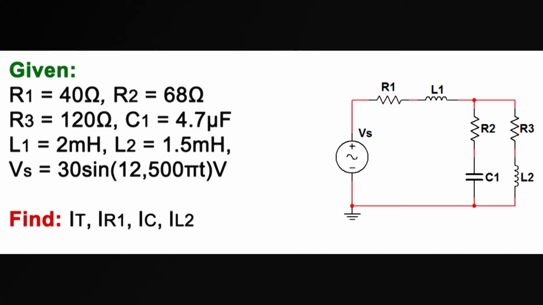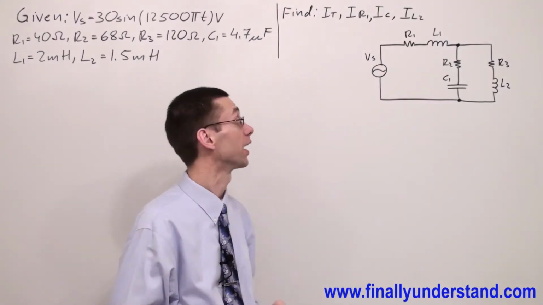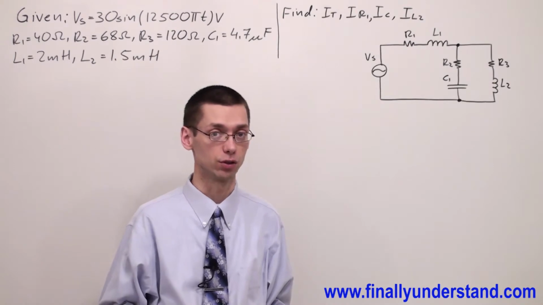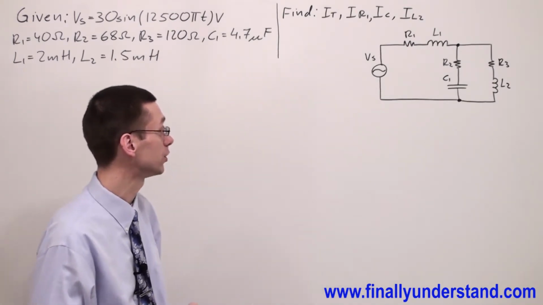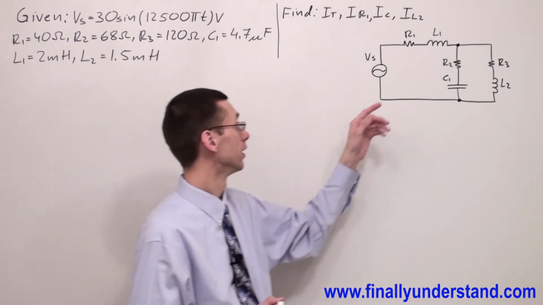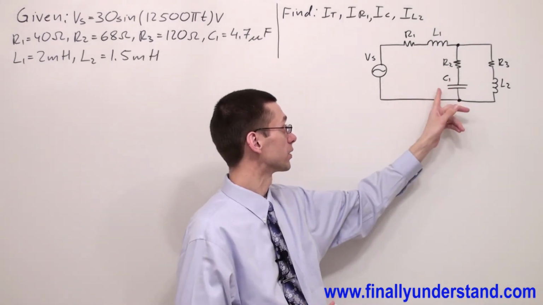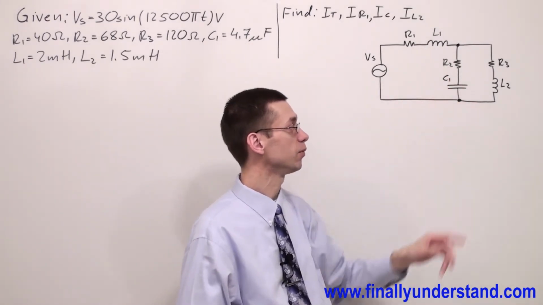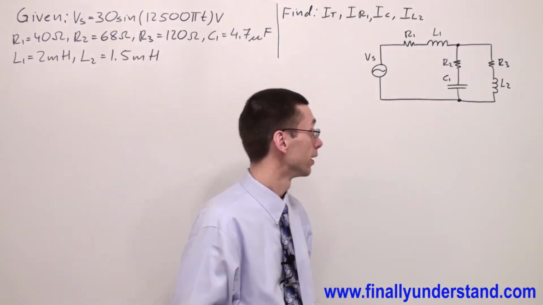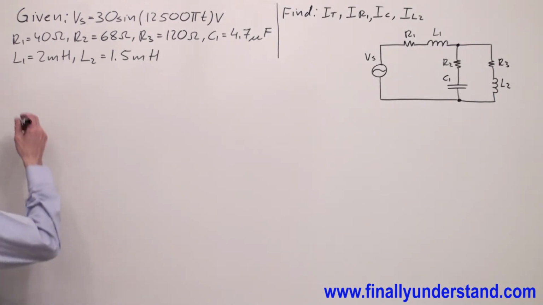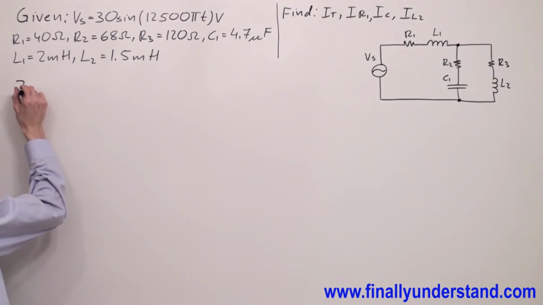We have another example on the board. This time we're supposed to find the following currents. In order to find those currents, we're supposed to find Z total first. In order to find Z total, we're supposed to find the impedance of the inductor L1, impedance of the capacitor C1, and impedance of the inductor L2. So I'm going to start from ZL1.